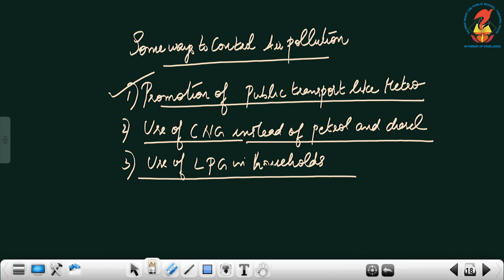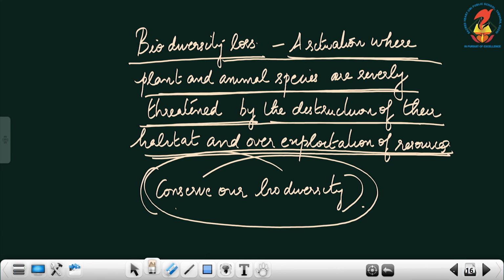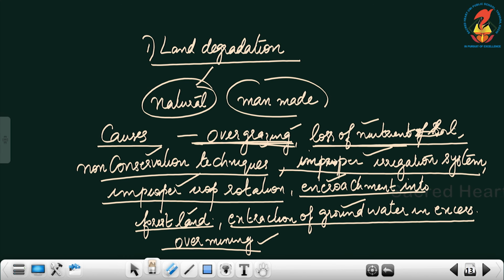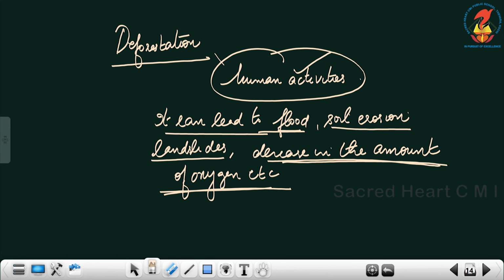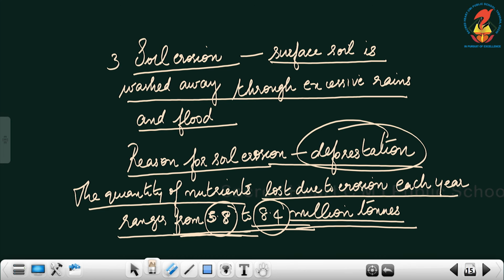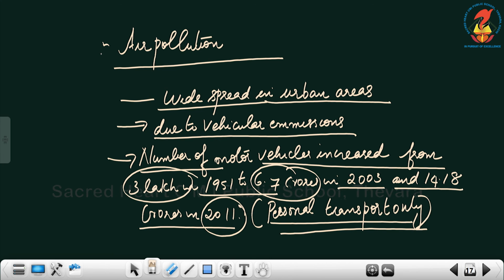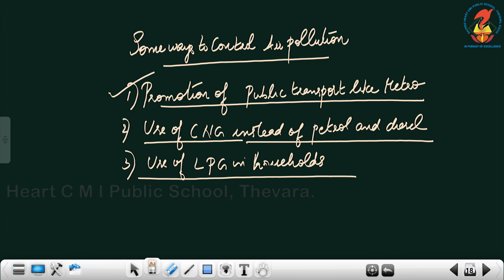So these are the major challenges of India's environment, threat to India's environment. Point number 1 is land degradation. Then point number 2 is deforestation. Point number 3, soil erosion. Point number 4, biodiversity loss. Then point number 5, air pollution, the serious threat to India's environment.